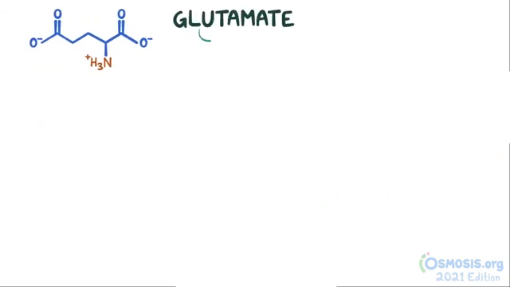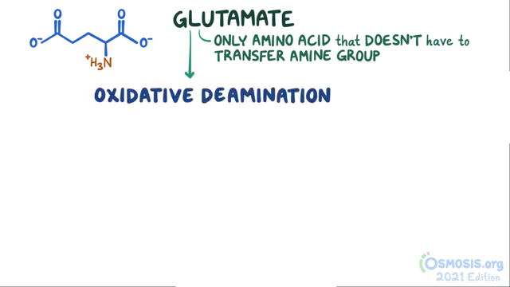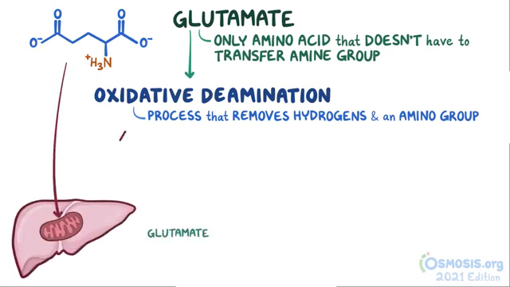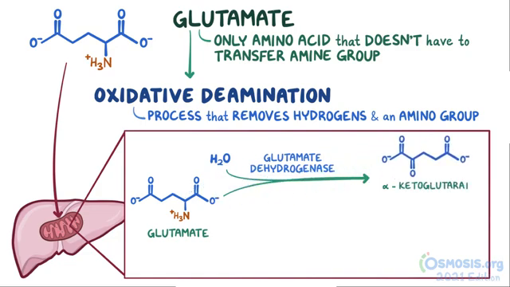Now, glutamate is a unique amino acid, and it's the only amino acid that doesn't have to transfer its nitrogen-containing amine group to another molecule. That's because glutamate undergoes oxidative deamination, a process that removes hydrogens and an amino group. So specifically, what happens is that glutamate travels to the liver mitochondria. This process takes place in the mitochondria because free ammonia in the cytoplasm can damage the cell. So within the relatively safe environment of the mitochondria, the enzyme glutamate dehydrogenase removes glutamate's amino group and adds an oxygen group from water, forming alpha-ketoglutarate.